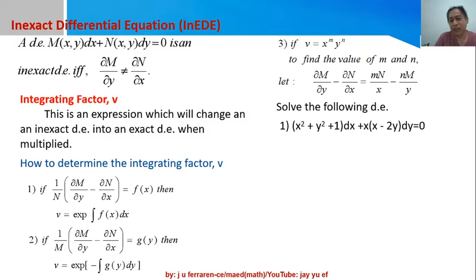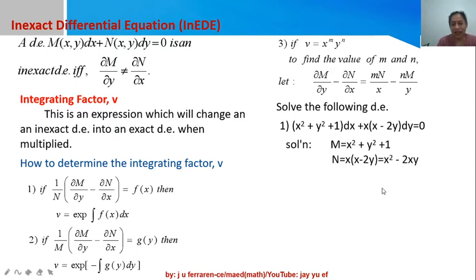Now, when we are given a DE like this, so we have this as the given, I have to check for the exactness. I have to determine what is M from the given, and I have to determine what is N. My M is x squared plus y squared plus 1, and my N is the product of x and the quantity x minus 2y. Taking the product, we have x squared minus 2xy.